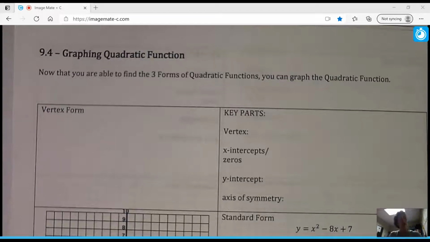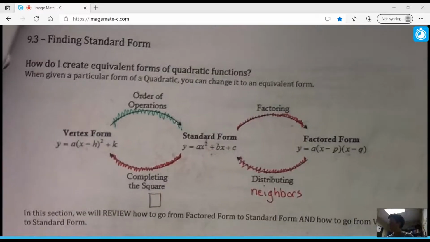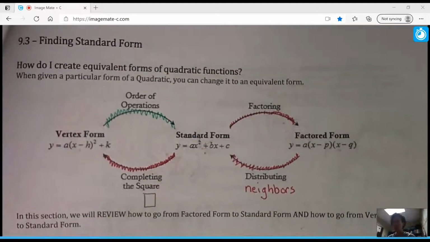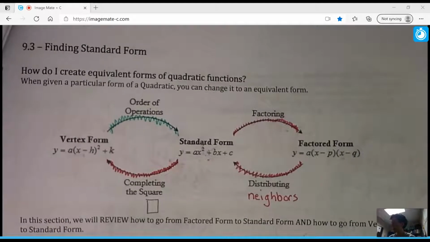Hey everyone, so we are now in our packets and we're on page 19. And now that we've seen that video, we've looked at how to get from one form to another. So just bringing this map up again, which is on page 17, which will be nice to refer back to as we're going through this next section.